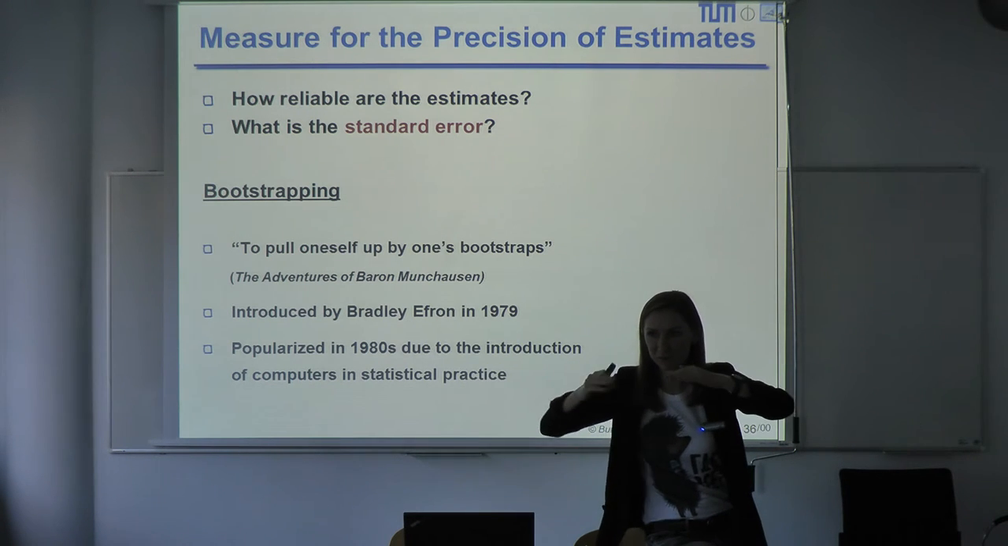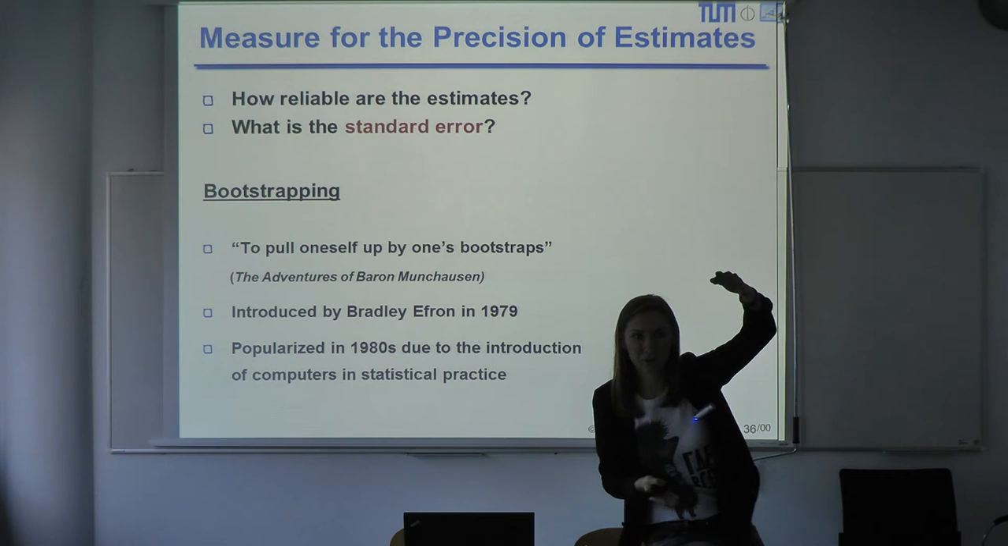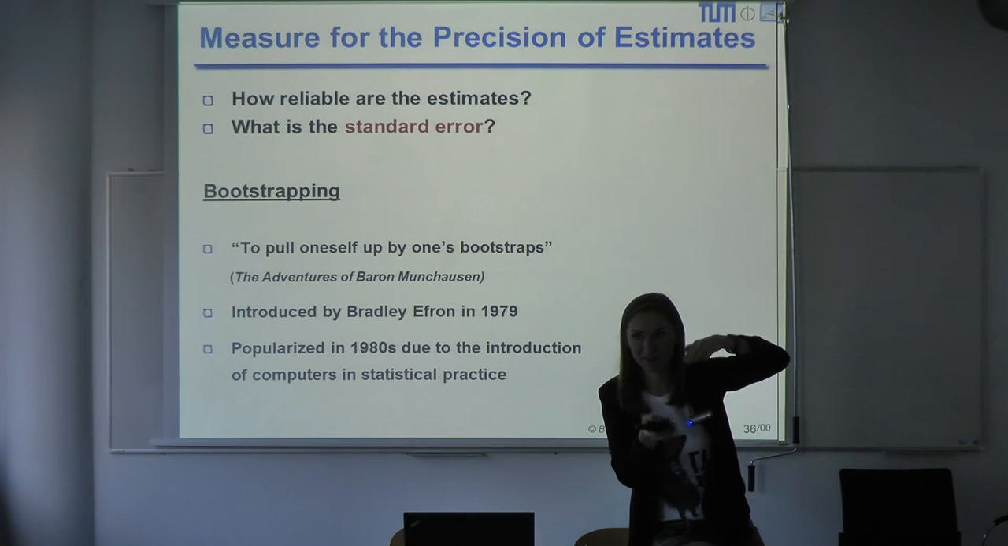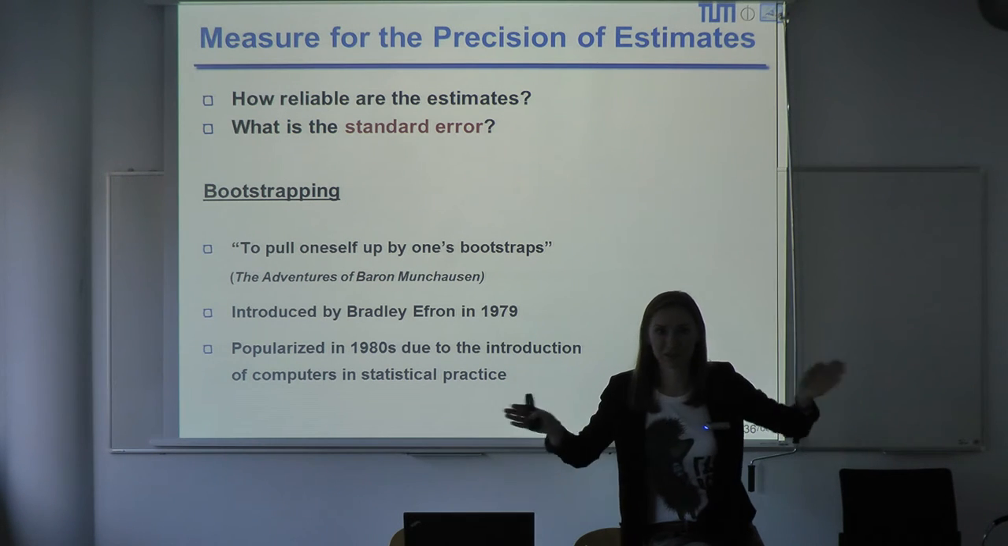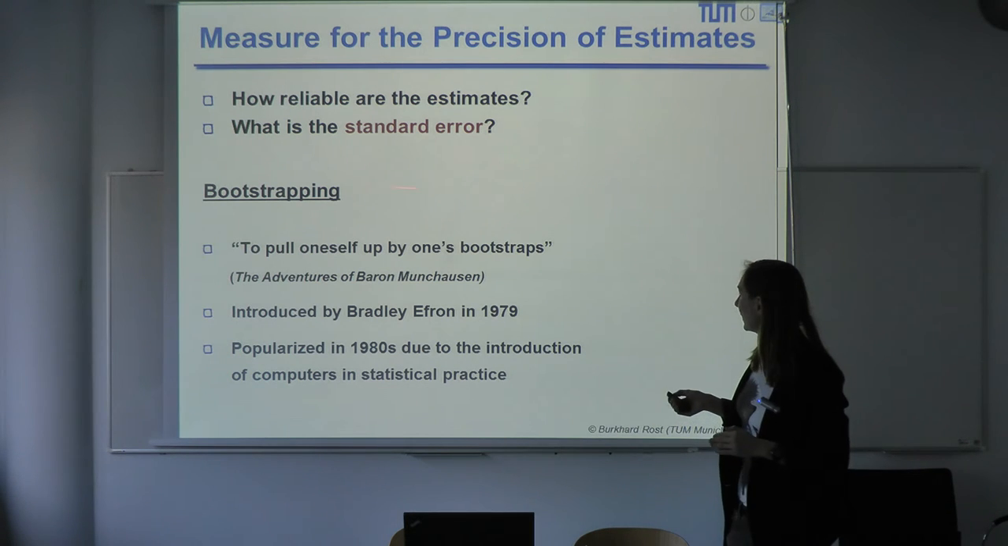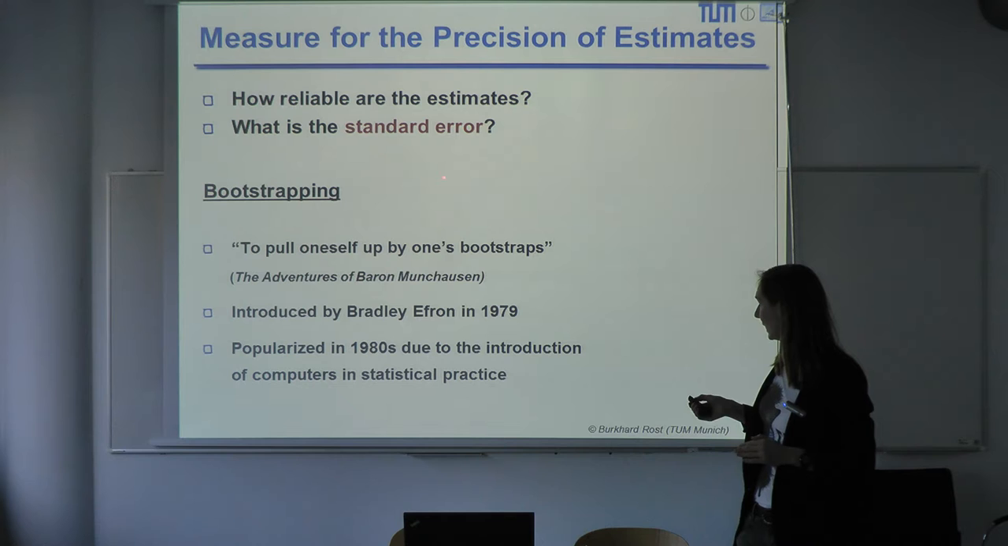So you want to give some interval where your performance is going to hold. Anything within this interval will be true, anything outside this interval will show that your method is not stable. And this interval is given by standard errors. And the method of how to estimate the standard errors is called bootstrapping.